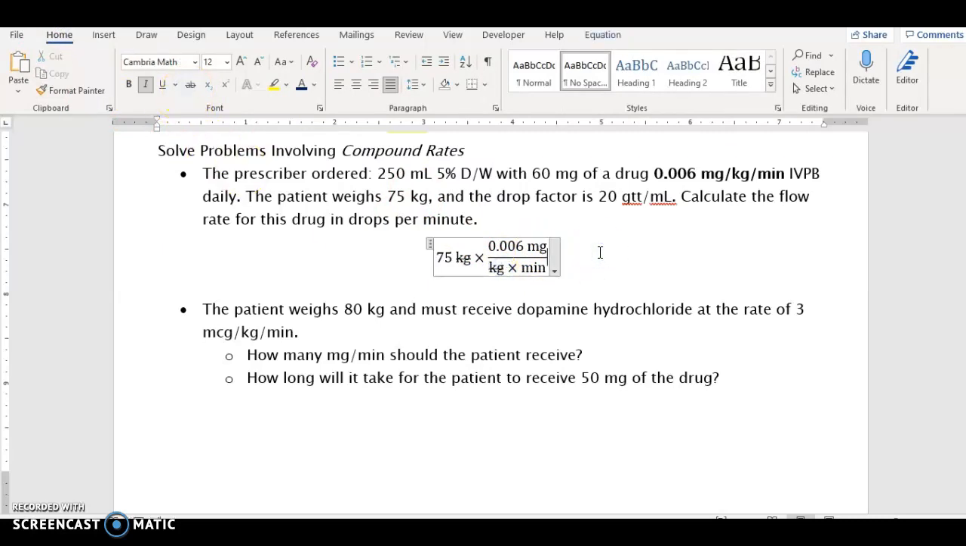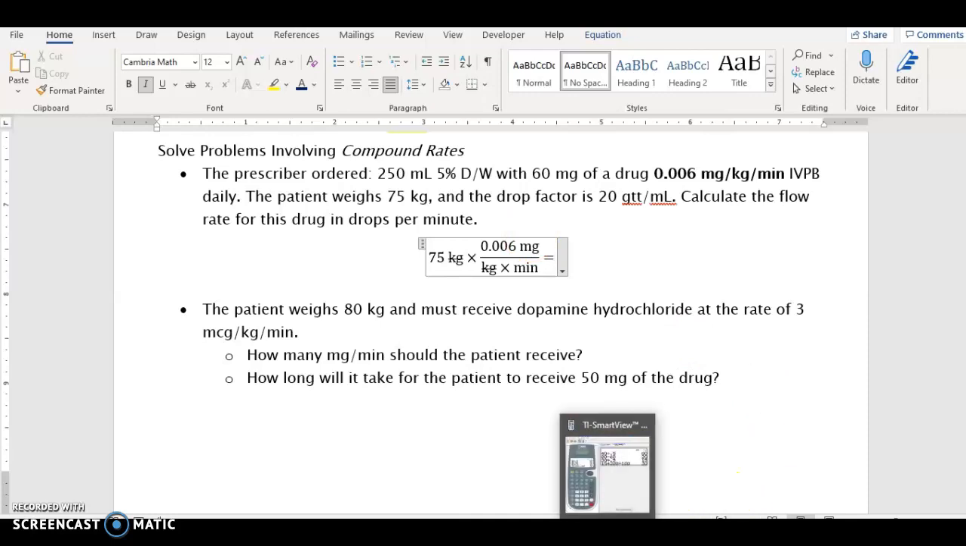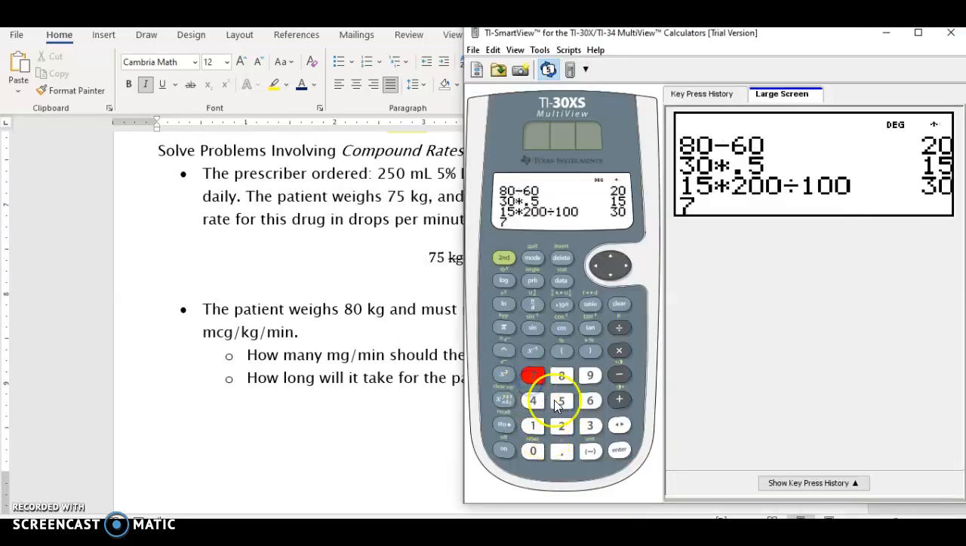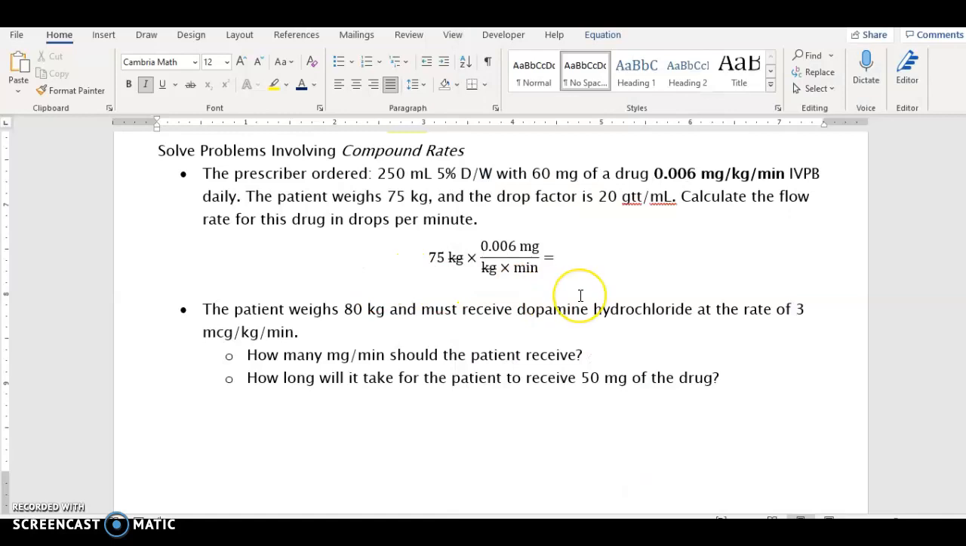Okay, and we're left with the units of milligrams in the numerator and the units of minutes in the denominator. So the only two numbers that we're going to multiply in this calculation are 75 times 0.006. So we need to figure out what that is. 75 times 0.006 gives us 0.45. So that's the drug rate in milligrams per minute. So 0.45 milligrams per minute is our drug rate.